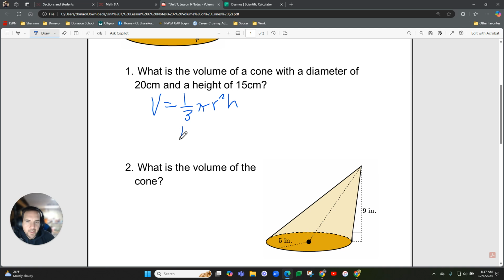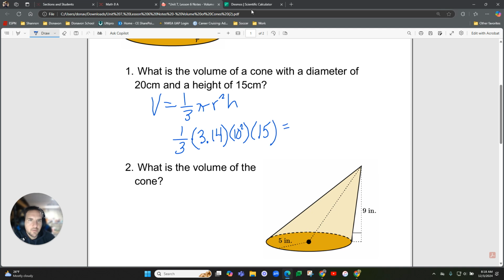So we're going to do 1/3 times pi. So for pi, we're going to use 3.14 every time. Times the radius squared. So in this case, the diameter is 20, so the radius would be 10. So 10 squared is 100. But I'm just going to plug it into Desmos. I'm just going to put these numbers in parentheses. Times, and then the height is 15.